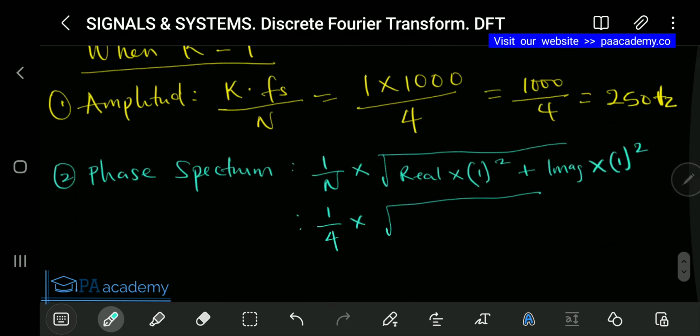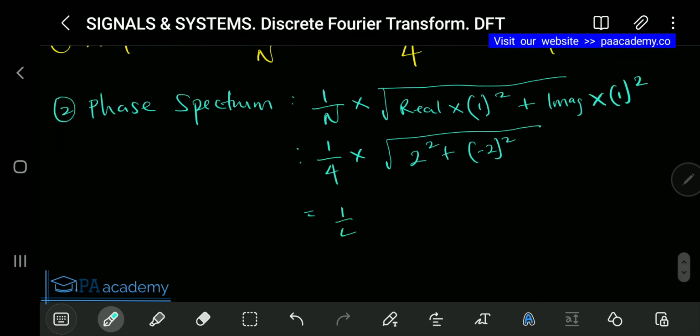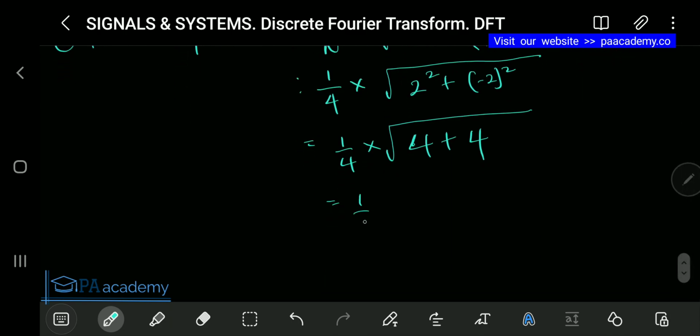So let's bring it in. So that means the real part here is 2. So we are going to be having 2 raised to power 2 plus, then the imaginary part is minus 2, so let's just have it as minus 2 squared. So that will give us 1 over 4 multiplied by the square root of 2 squared, which is 4, plus minus 2 squared, which is also 4. Exactly. So let me just continue here. So that will give us 1 over 4 multiplied by, now 4 plus 4 is 8, square root of 8. That should give us, let's see, square root of 8.